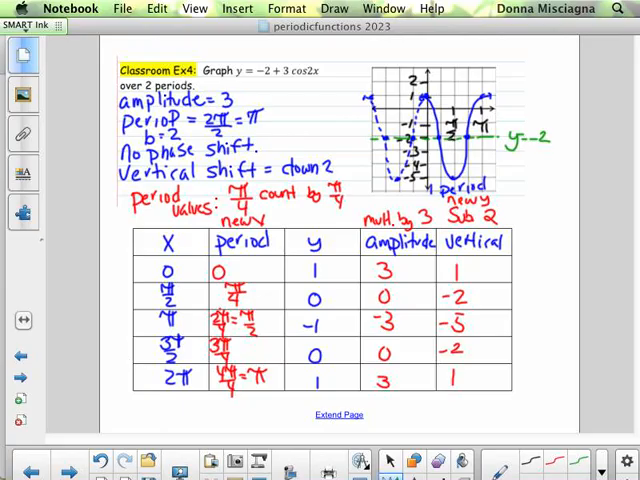Domain and range. Domain is -infinity to infinity. The range would be a bracket because it actually goes to these values: -1 times 3 minus 2, and 1 times 3 minus 2. So I'll just put it over here. -3 minus 2 would be -5, and 3 minus 2 would be 1. And that's the same thing we can see from the graph too.